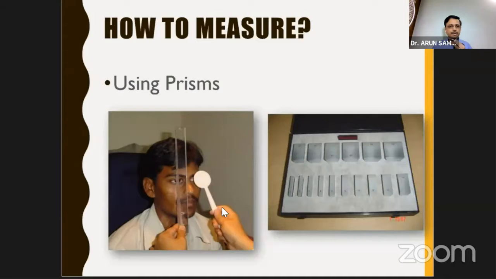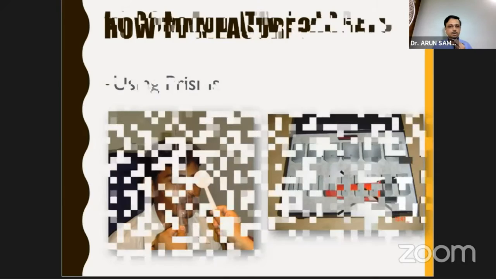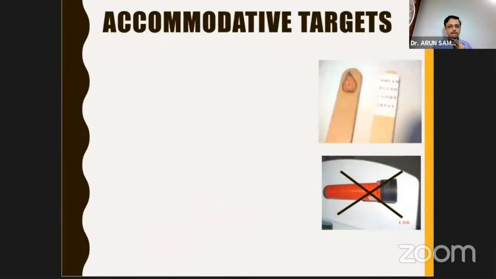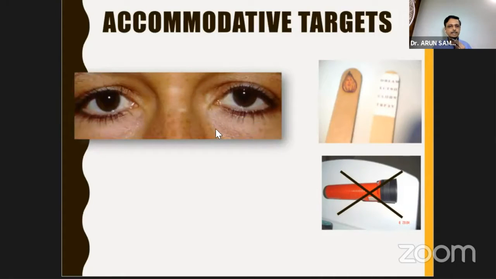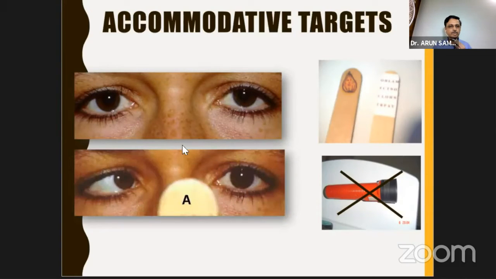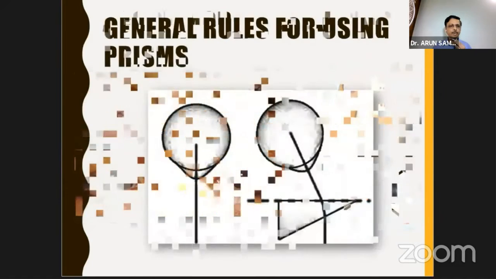Prisms are more accurate, and we can use either a prism bar or loose prisms for measuring the deviation. You will also need some occluders. I would like to highlight one important thing necessary for measuring the strabismus: the accommodative target. You see a patient here, the eyes are absolutely straight when you look with the torchlight. The moment you put an accommodative target, you see how much deviation there is. Without an accommodative target, you'll definitely end up with false readings.